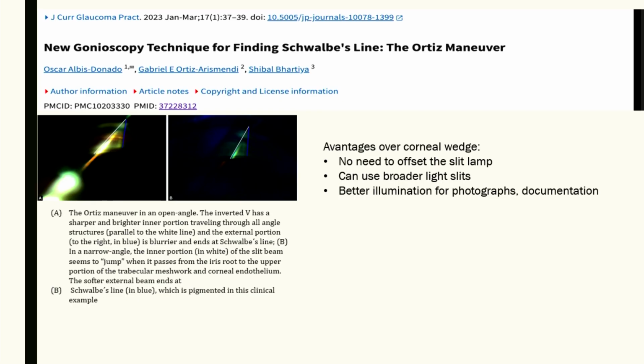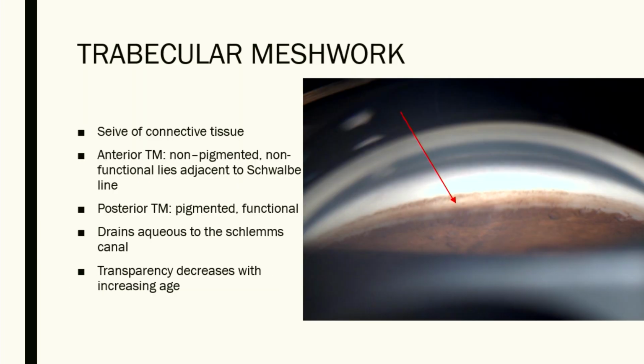The blue line is the shorter line, and where that terminates would show you where the Schwalbe's line is. Its advantage is that you don't need to offset the slit lamp and you can use brighter light. So it's better for documentation. So coming to the... just go back a bit.